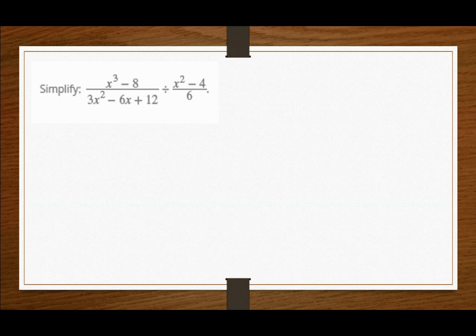I'm asked in this case to simplify the following expression. I've got a binomial in the numerator, x cubed minus 8. In the denominator, a trinomial, and I'm dividing by another binomial expression divided by 6. So how do I start this problem? Well, again, we need to set the problem up appropriately. We can keep the first term as is. We will need to factor this at some point, but we keep the first term as is, change from division to multiplication, and then flip our second expression.